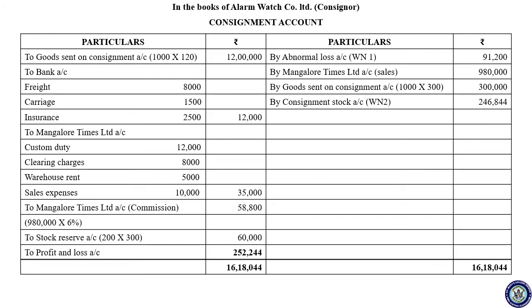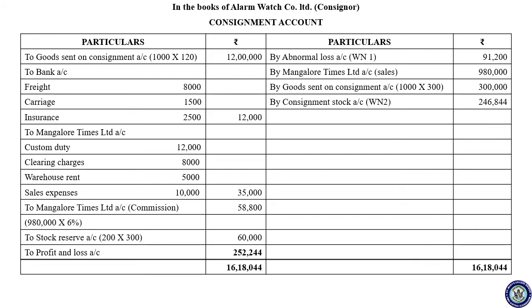Then the consignee has incurred some expenses. So you have to write Mangalore Times Limited on the debit side. Custom duty, clearing charges, warehouse rent, and sale expenses. Four expenses, so total 35,000. Then there is an abnormal loss. You have to write it on the credit side. We have already calculated the value of the abnormal loss. Then there is a sale. The total value of the sale is given. Then the commission. After recording sale, you record commission, 6%, 58,800.